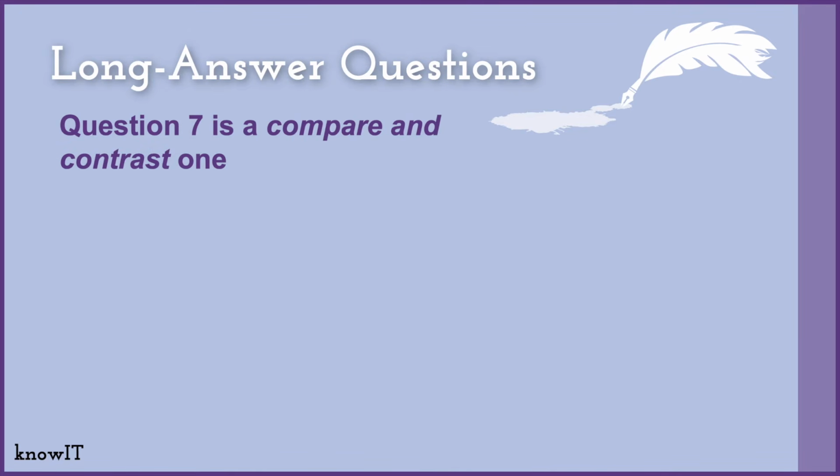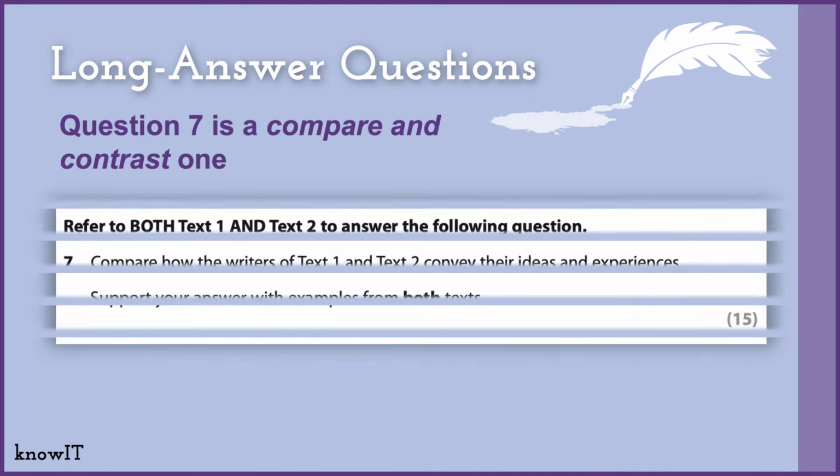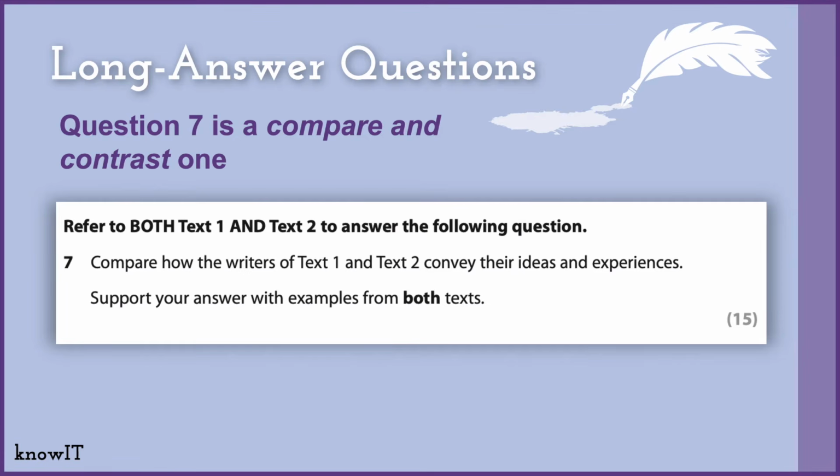Okay, so moving on to question 7, which is the last question in section A. It's also a long answer question, and it's a compare and contrast one. It looks something like this, where you have to refer to both text 1 and text 2 to answer the question. Basically, it will ask you to compare how they convey their theme, their ideas, etc. And you have to also use quotations in this answer. But as you can see, this question is for more marks. It's for 15 marks, and therefore, you will have to write a little bit more and put in more effort for this one.